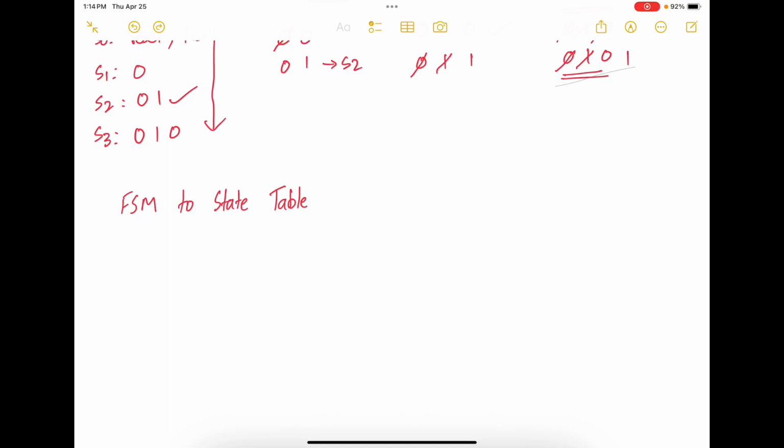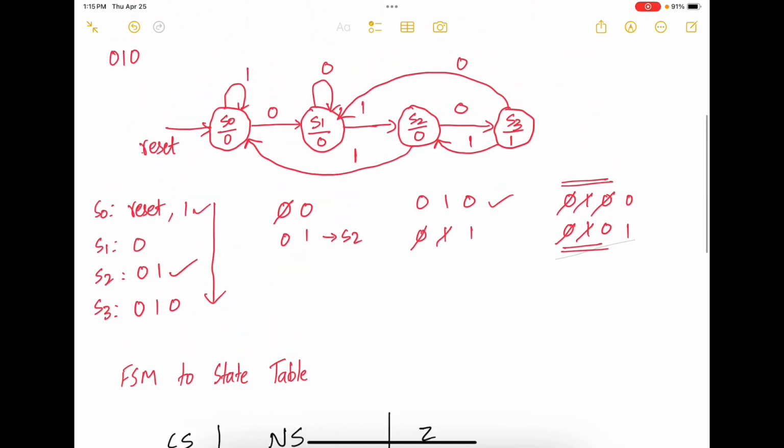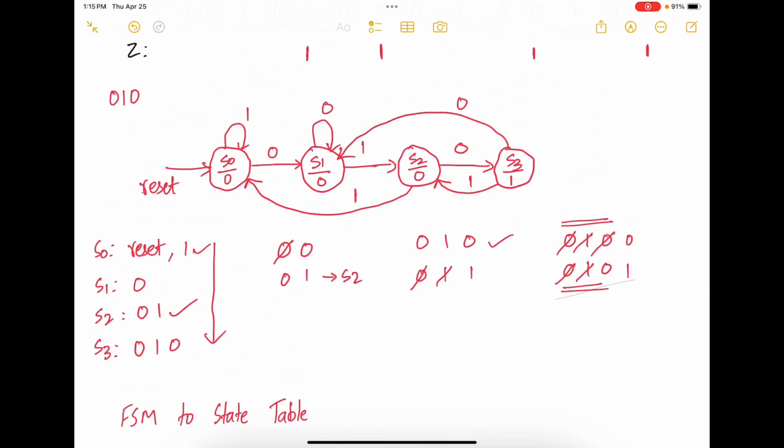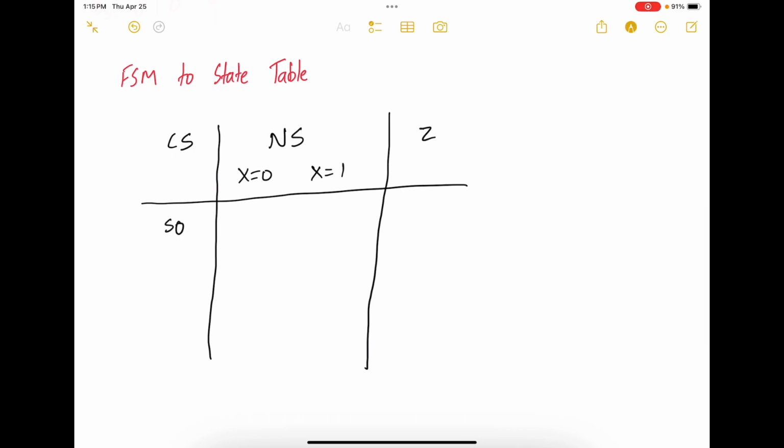From the FSM that we created before, let's try to come up with the state table. So in the state table, you're going to have the current state and the next state and the input and the output Z. So let me show you how this works. If you look at the FSM here, you have four distinct states: S0, S1, S2 and S3. So your current state can be either S0, S1, S2 or S3.